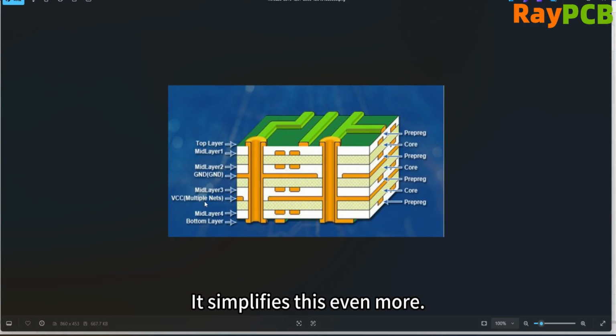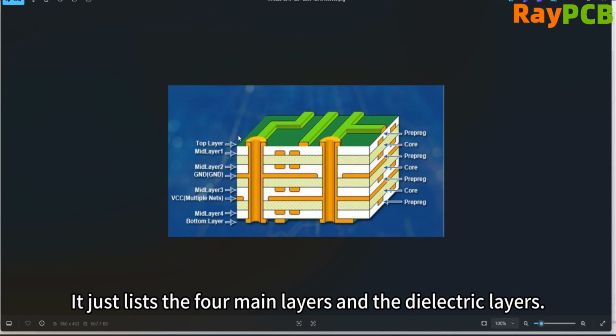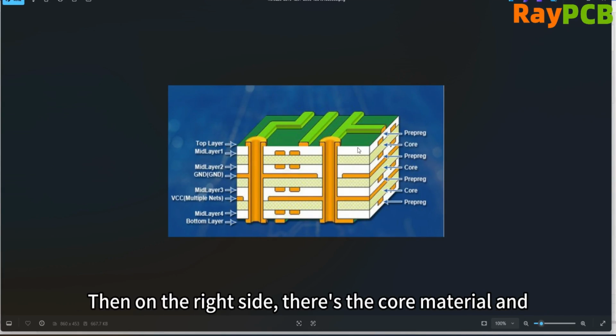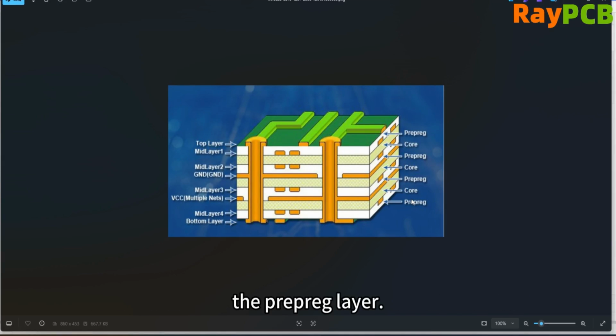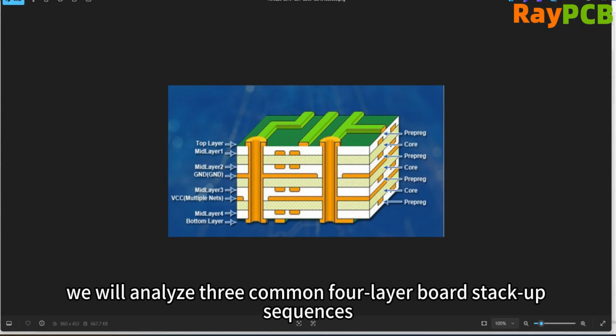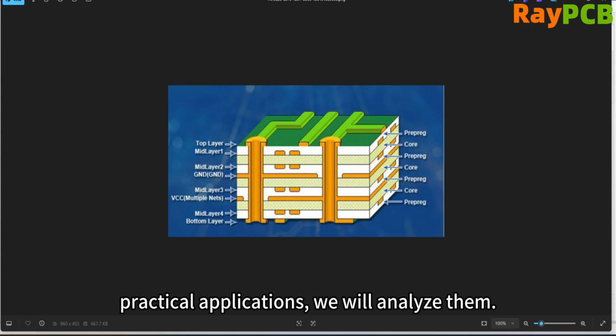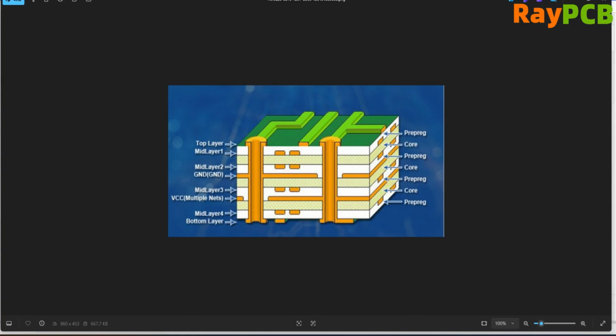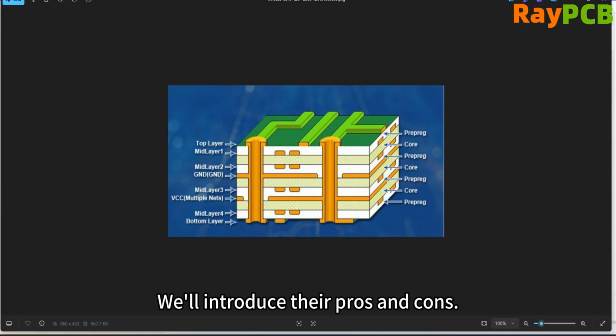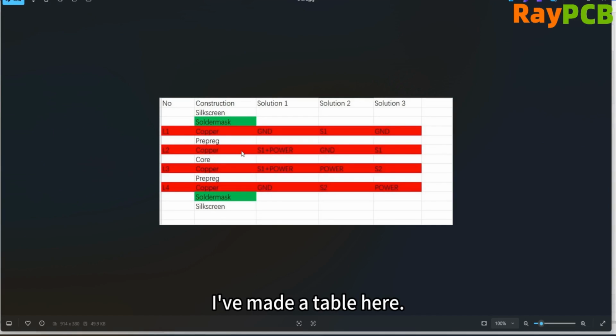Here there's also a diagram that simplifies this even further. It directly lists the main 4 layers and the dielectric layers, and on the right side there are labels for the core material and the pre-preg layer in the middle. Here we will meticulously analyze 3 common 4-layer PCB stack-up orders and thoroughly review them in the context of practical applications and real-world scenarios. To introduce their respective advantages and disadvantages, let's take a look.